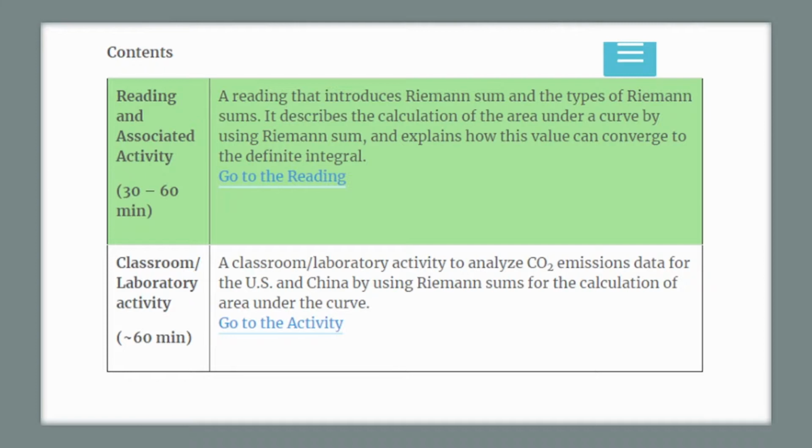Additionally, there is a classroom or a lab activity, an interactive way for your students to engage with this topic through the use of CO2 emissions data for 2 countries, and it shows your students how they can use Riemann sums for the calculation of area under a curve. So, while you as a teacher get to teach about calculus and Riemann sums and area under a curve, the use of this classroom and lab activity will enhance the understanding of climate change amongst your students.